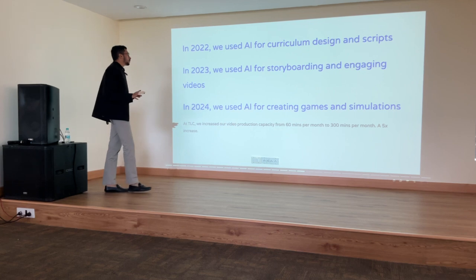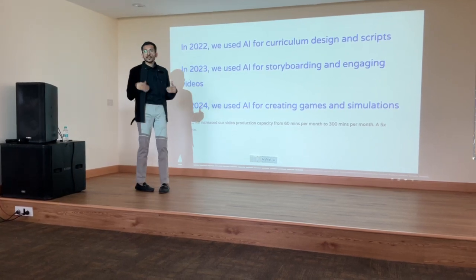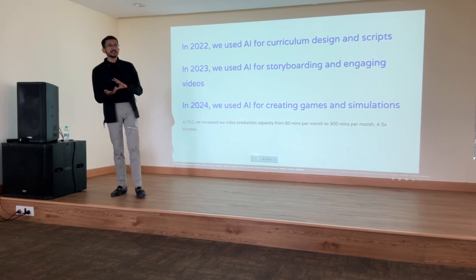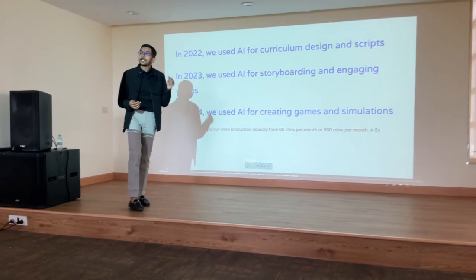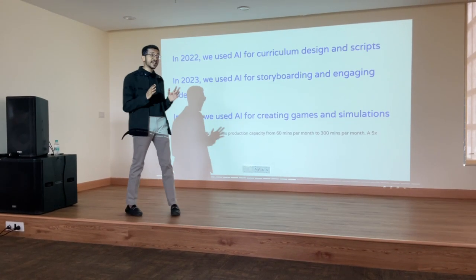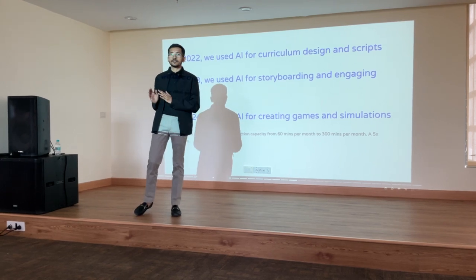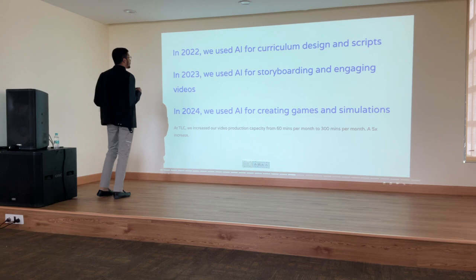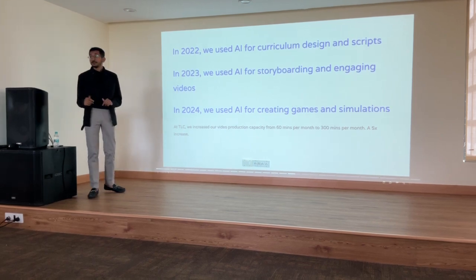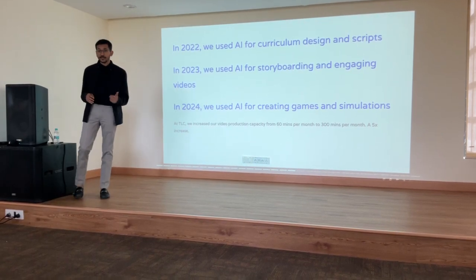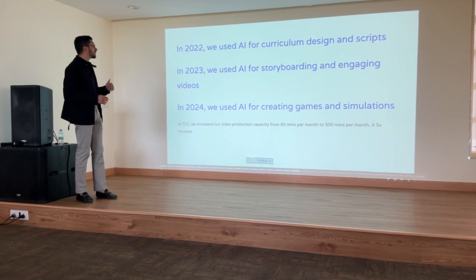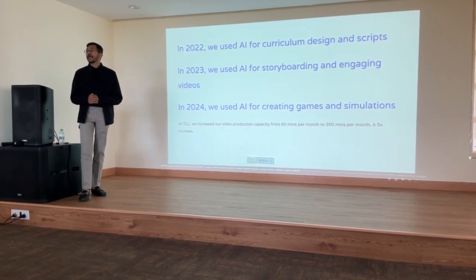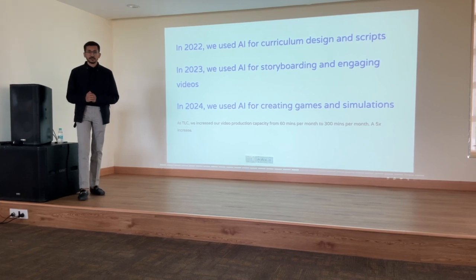In 2022, we used AI just for curriculum design and scripting. We used to bounce off ideas on how we can improve this curriculum design, how this script can be better, right? This is when we were only talking about text-to-text models. Then in 2023, we started using AI for storyboarding and engaging videos because we finally got the text-to-image, text-to-video capability. In 2024, we have started using AI to create games and simulations, right?